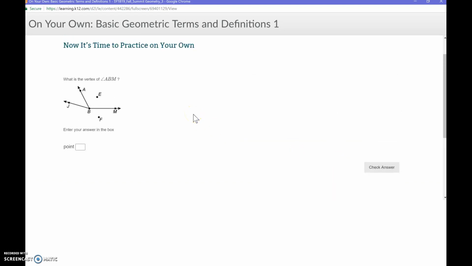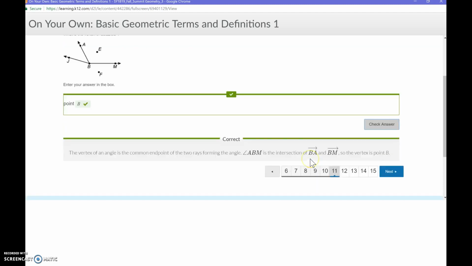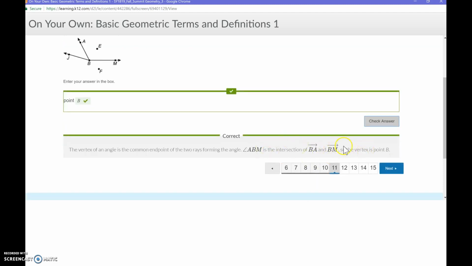What is the vertex of angle ABM? The vertex is always going to be the letter in the middle. So the vertex is point B. It explains that here. And see how these rays share that endpoint B. That tells you where the vertex is.